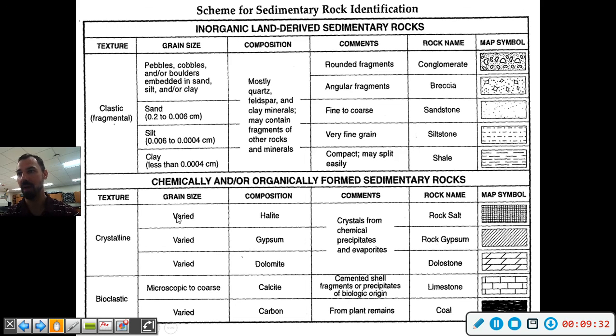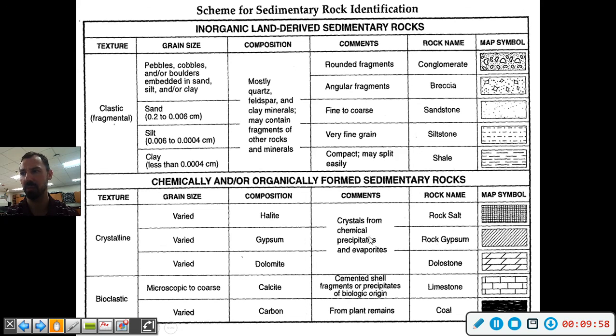Okay, down the bottom, chemically or organically formed sedimentary rocks, so the crystalline ones versus bioclastic. Grain size doesn't matter as much in these. You can see most of them just say varied. Composition though is very important, because you can see these are all monomineralic, meaning made of one mineral. Okay, comments, this is also very important, especially with the crystalline ones.